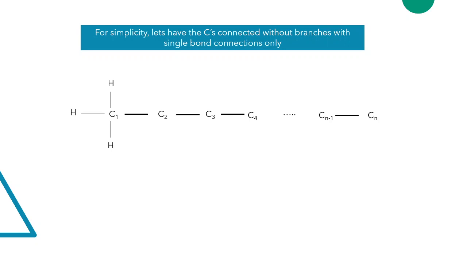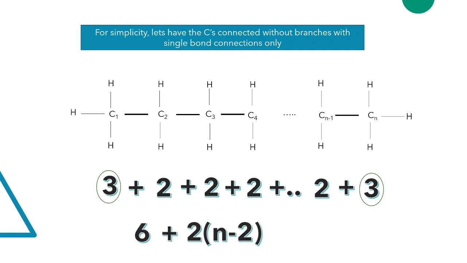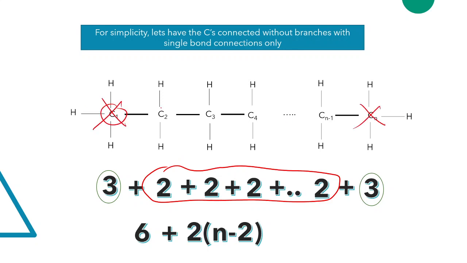On the first carbon we can have 3 hydrogens, on the second 2 hydrogens, on the third 2 more, on the fourth 2 more, and then 2 hydrogens till C(n-1), and on the last we can also have 3 hydrogens. So 3 plus 2 plus 2 plus 2 plus 2, and then at last we have 3 more. So 3 and 3 is 6, and then we have the 2's, n-2 times.